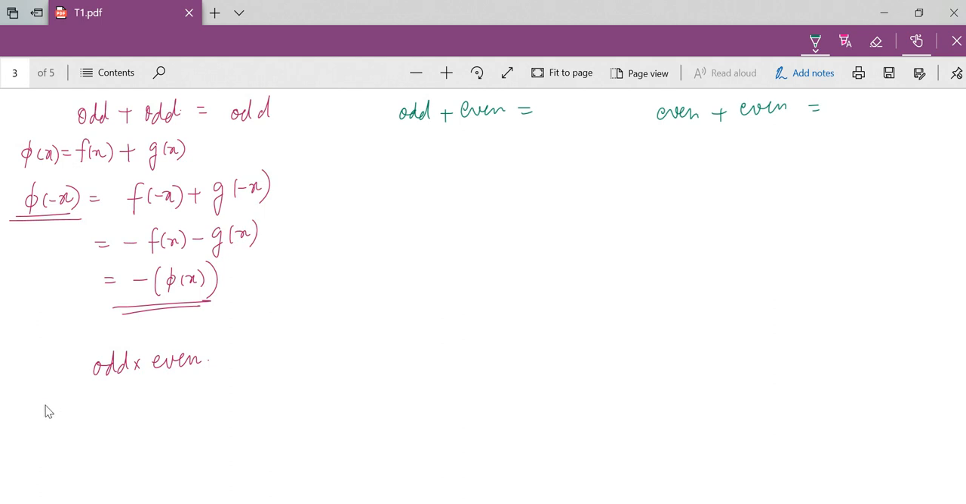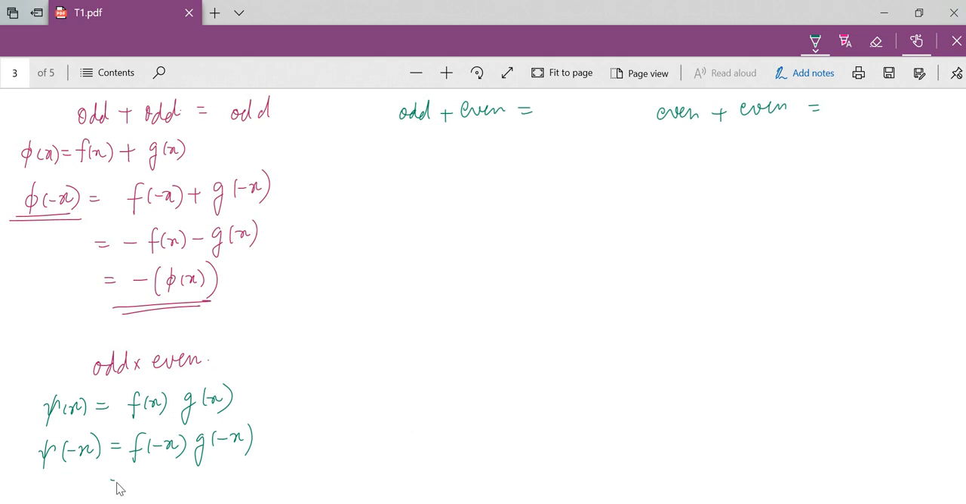Because if I again assume that there is some function psi x, which is the product of some odd function f of x and some even function g of x. So if I wish to know whether my psi x is odd or even, what do I do? I insert negative x instead of x, and then what do I get? Minus f of x, g of minus x.